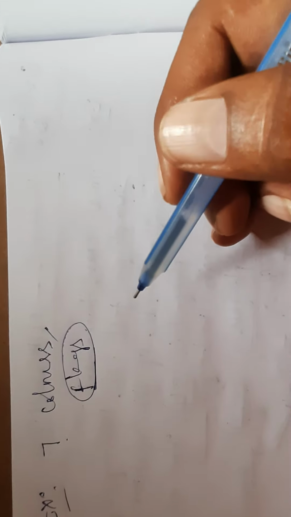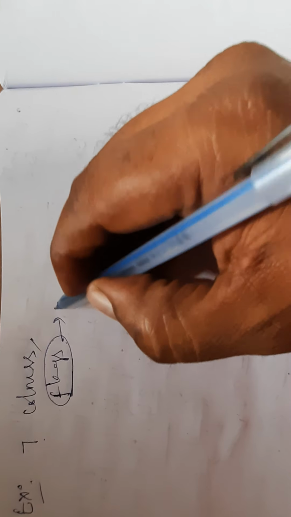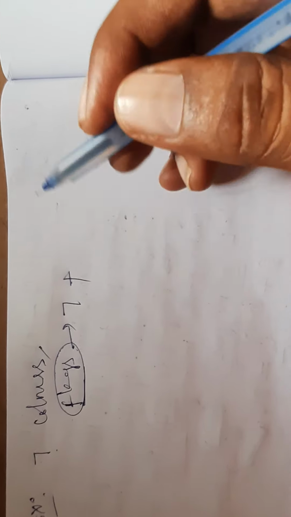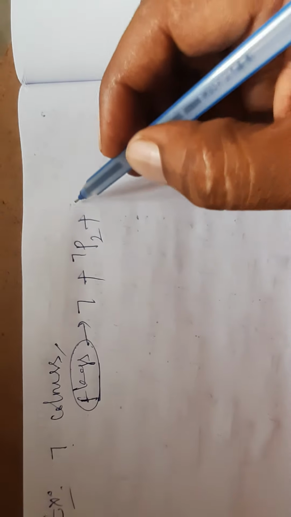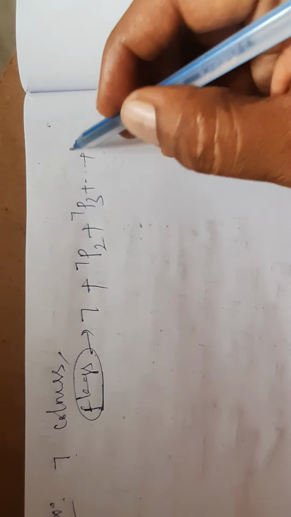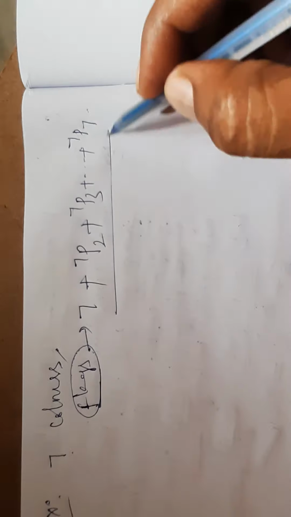So maybe I can use for a flag 1 color, that is 7 ways. Maybe I can use 2 colors, 7P2. Maybe I can use 3 colors, 7P3. Maybe I can use 7 colors also. So 7P7, this is the answer.